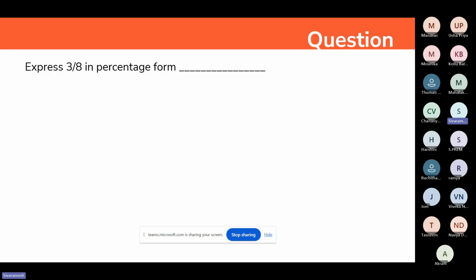I think we discussed this one in yesterday's class, right? Express 3/8 in percentage form. Can you tell what it is? 37.5, sir. Yes, very good. All these we already discussed in yesterday's class, right? I'll share this PPT. You just go through these types of basic questions.